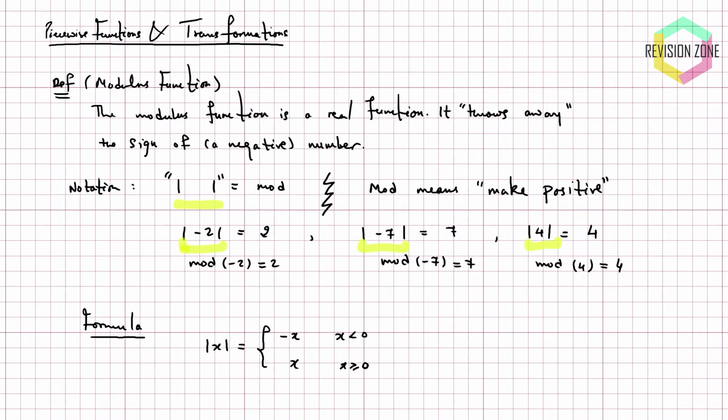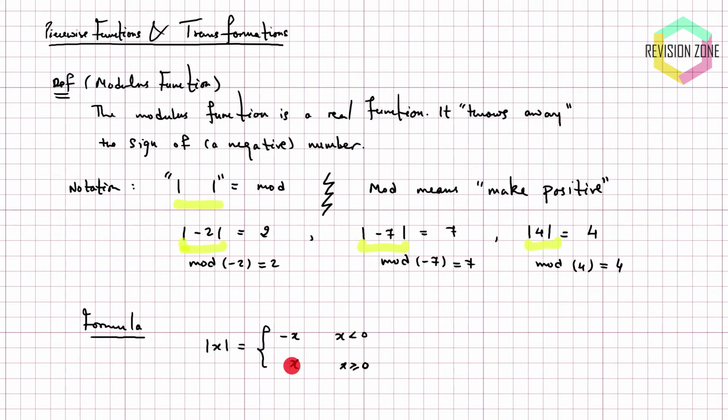Which means the output should be the negative of -2, but the negative of -2 would actually give me +2, right? And in this case, x is -7, which is obviously less than 0, so this branch would apply, and it would be negative -7, which would actually give me 7. And lastly, in this case, x is 4. Well, now this branch is going to be the one that we use, where x is bigger than 0.